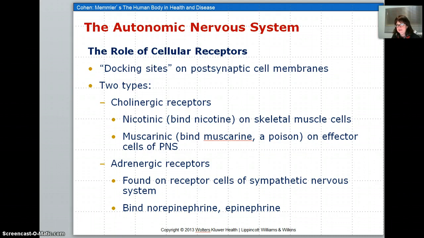There's 2 types of receptors. You don't necessarily have to be aware of them. I'm more concerned that you know what is going on. And that's the end of chapter 9.